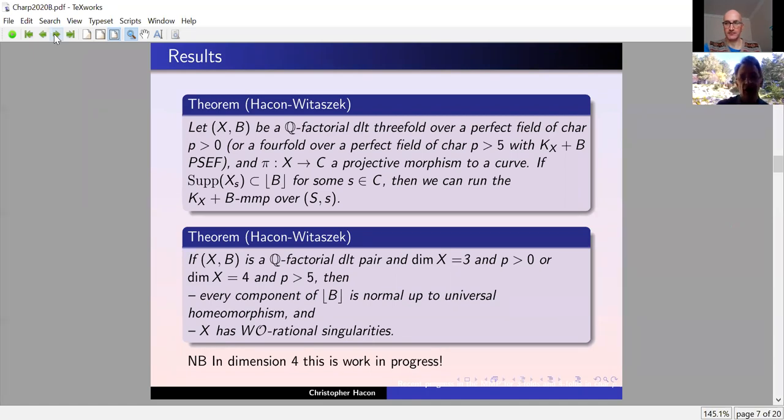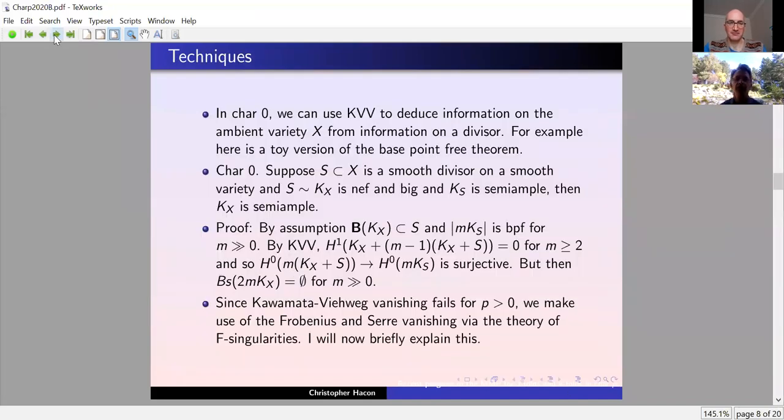Okay, so now I'm going to take a step back and talk a bit about the techniques and what actually goes into making the salami. As I've mentioned many times, in characteristic 0 we use Kawamata-Viehweg vanishing. Let me illustrate a little bit how Kawamata-Viehweg vanishing is used. And then let me try and show you what we can do in positive characteristic, even though the vanishing doesn't hold, how we can adapt to the given situation.